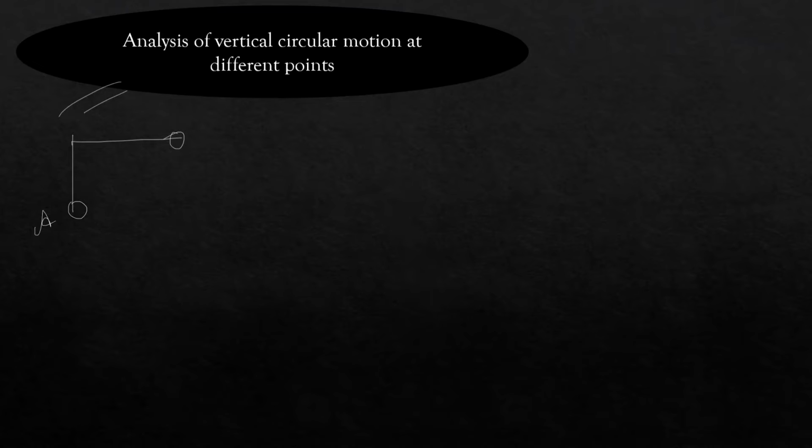We have found everything, whatever at A and at B, that is acceleration as well as tension. We have found at A and at B, and you already know everything. So we have found all the points. We have found in what condition? We have found in that condition when the velocity at A is under root 5gr.